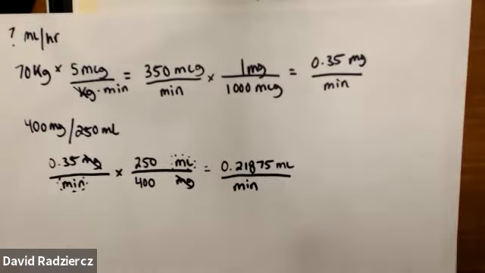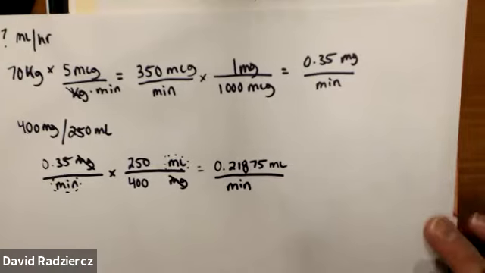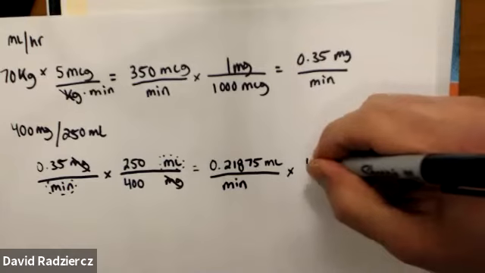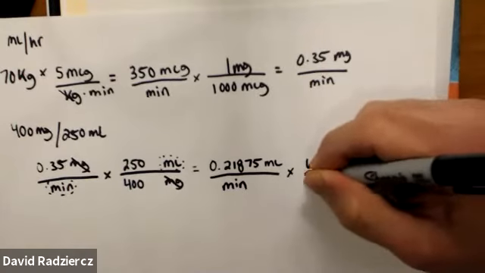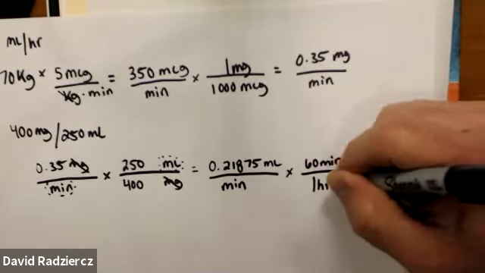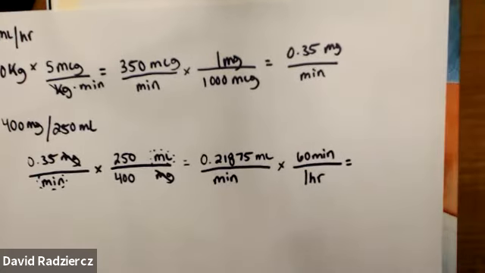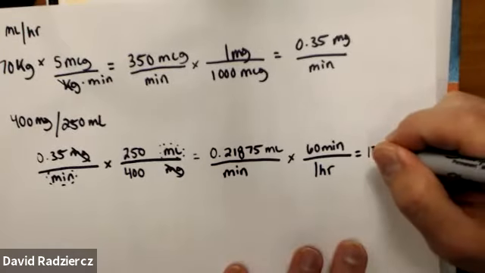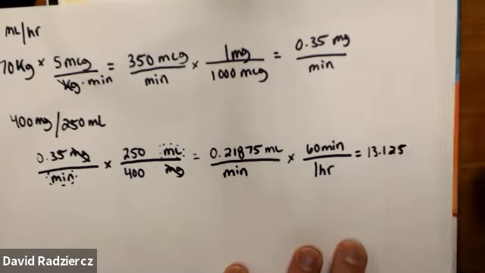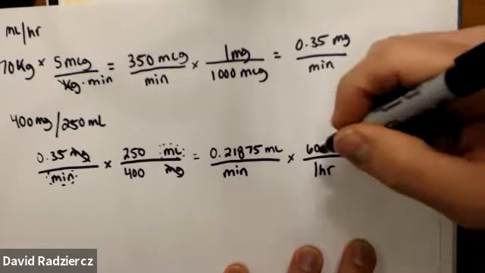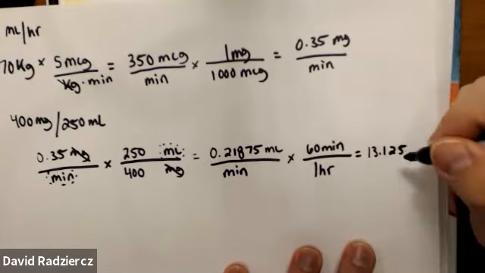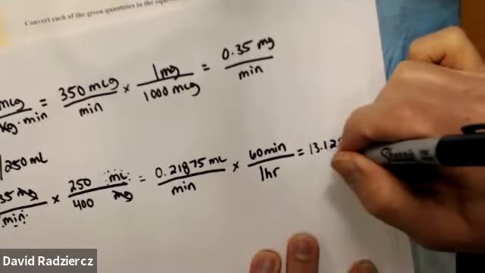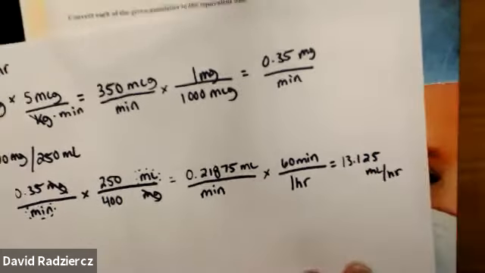Now, what I'm going to do next should help get rid of that funky decimal. I need to convert minutes to hours. So I'm going to multiply by 60 to get to, hopefully, the answer I'm looking for. So times 60, and I get 13.125 milliliters. I didn't give myself enough room. So milliliters per hour. Okay.